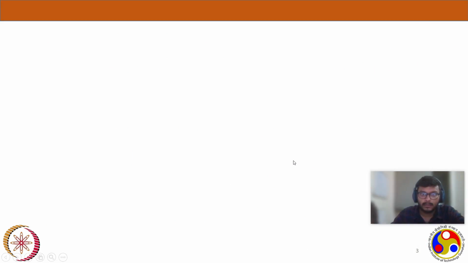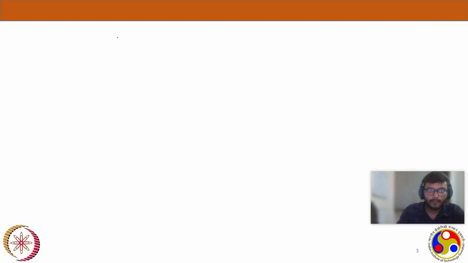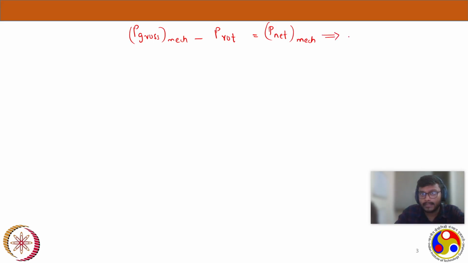So we will see that now. P gross mechanical minus P rotational losses is equal to P net mechanical. We can also call this net mechanical power the shaft power, that is, the load power. So this is the power which is actually responsible to deliver to the load. This is the actual useful power at the shaft end.